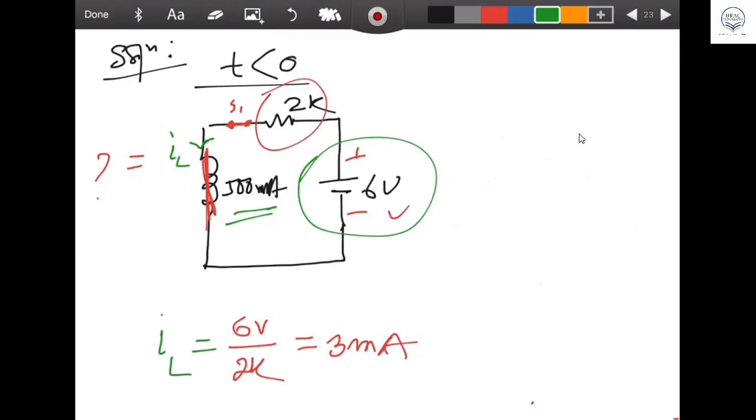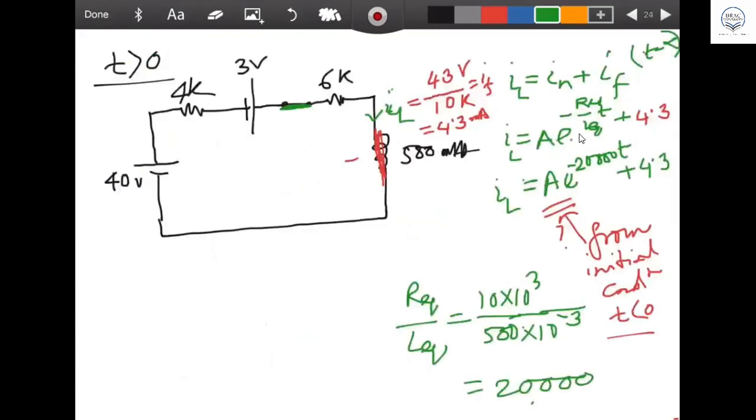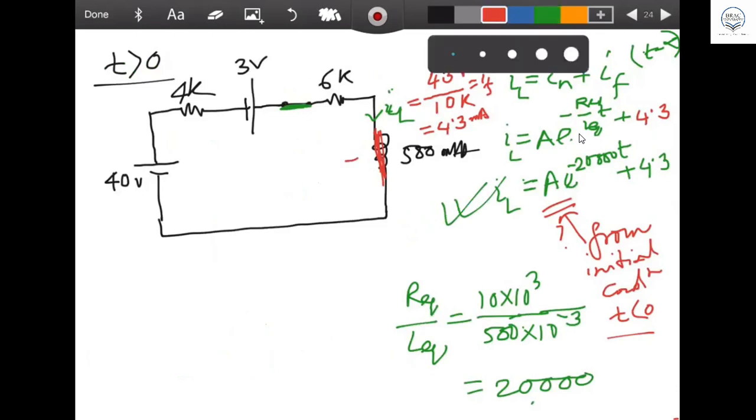So all of you try to get my point. IL at time T equal to 0 is 3 milliampere also, because for T less than 0 it was 3 milliampere up to T equal to 0. But after that, when T is more than 0, it is no more 3 milliampere. It will change according to which equation? According to this equation. Is this the equation for T less than 0 or more than 0? More than 0, absolutely. T more than 0 gives you this equation, so it will change according to that equation.